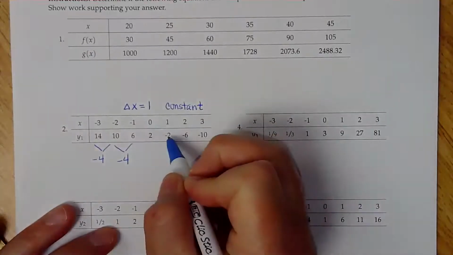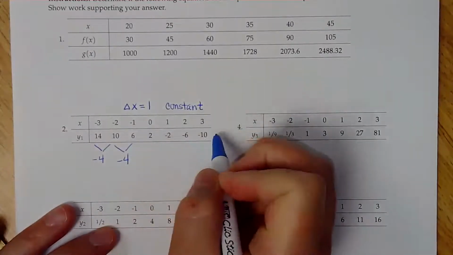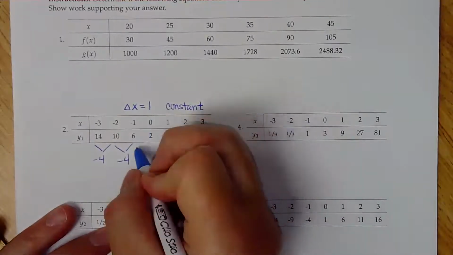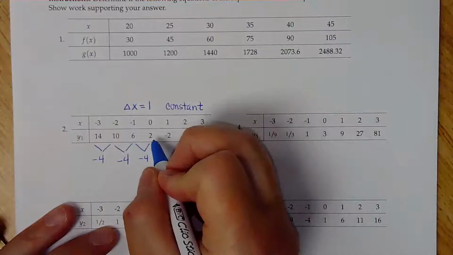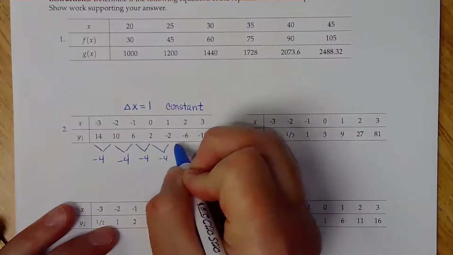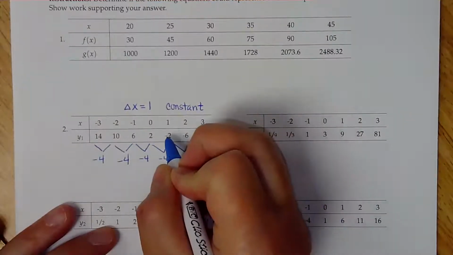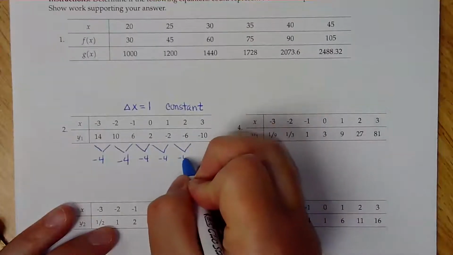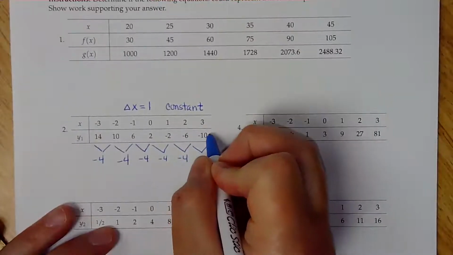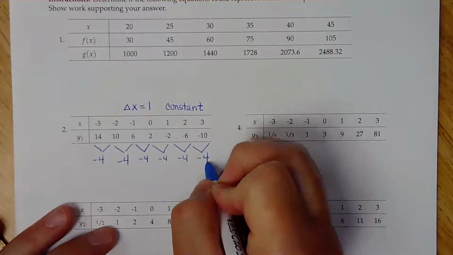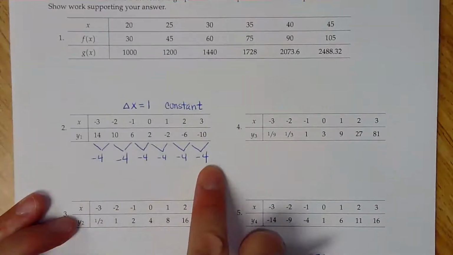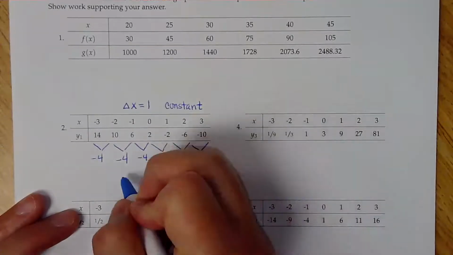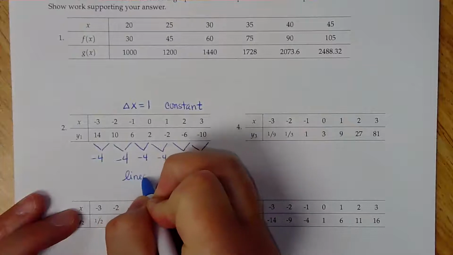So I'm going to keep subtracting the difference between these pairs. So 2 minus 6 is negative 4. Negative 2 minus 2, also negative 4. Negative 6 minus negative 2 gives me negative 4. And same, negative 10 minus negative 6 gives me negative 4. All right, so the difference between each pair of consecutive terms is the same, it's constant. So that means that y1 could possibly be linear.